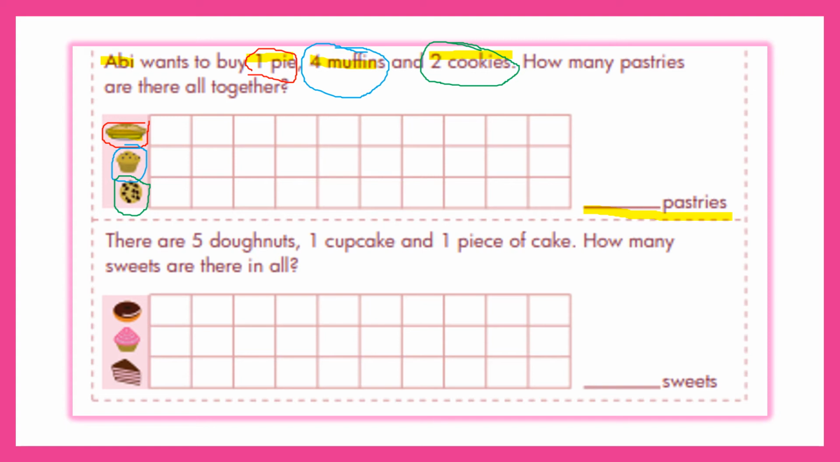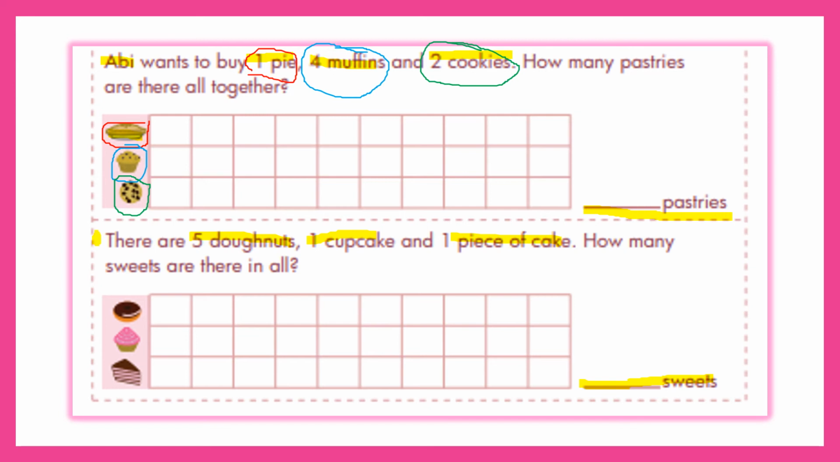I'm going to move on down to the last one on this page right here. It says there are 5 donuts, 1 cupcake, and 1 piece of cake. How many sweets are there in all? So we know that we're going to put our total down here that says how many sweets altogether, right? But let's see what we have here.